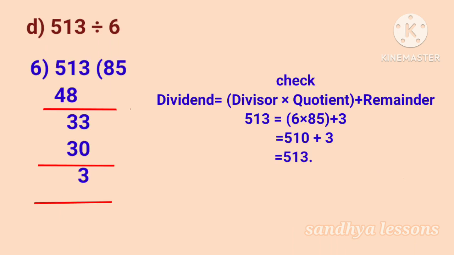D division 513 divided by 6. By dividing 513 with 6, we get quotient as 85 and remainder 3. By checking, dividend is equals to divisor into quotient plus remainder. By applying the formula, 6 into 85 plus 3 is equals to 513, which is equals to dividend. So, the division is correct.